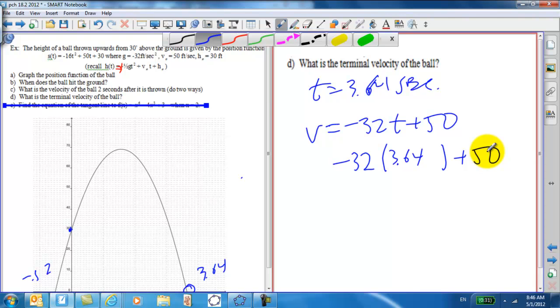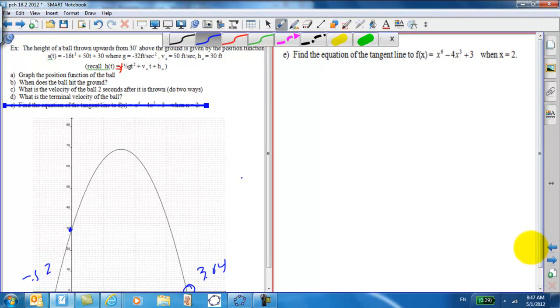And so we have negative 32 times the answer we got from before, which is roughly 3.64, plus 50. And we get negative 66.48 feet per second. Notice it's negative because it's going in the downward direction.